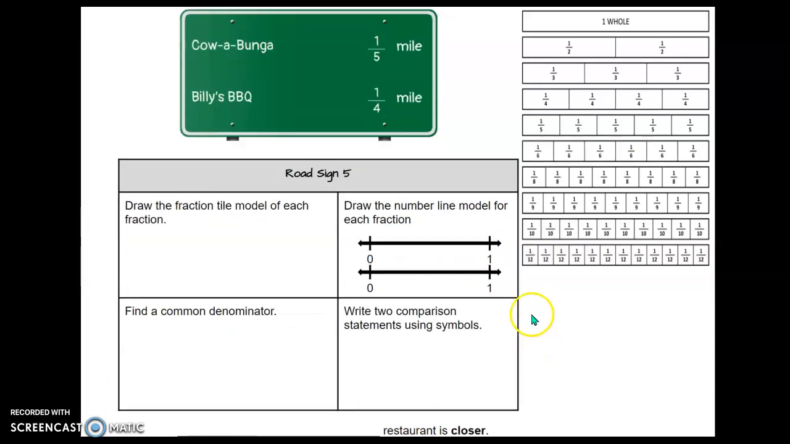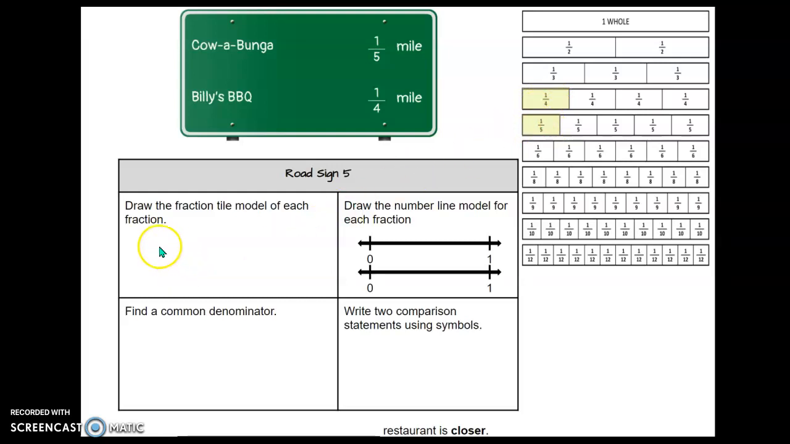All right, looking at our next question, we are going to compare Cowabunga, which is 1/5 of a mile, and Billy's Barbecue, which is 1/4 of a mile. So again, I'm going to use my yellow paper, and I'm going to find 1/5, and I'm going to find 1/4, and I'm going to color them in. So here's 1/4, and here is 1/5, and I'm able to see, just like we talked about when I was with you guys on Monday, that 1/4 is greater than 1/5 because it takes up more space, but I can also say that 1/5 is less than 1/4 because it takes up less space.